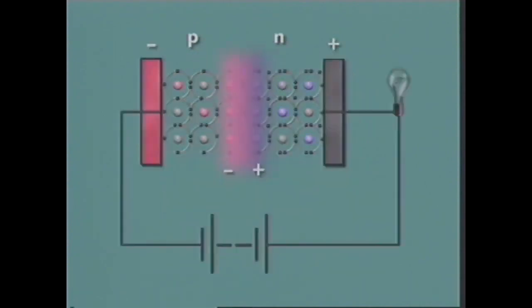If it is connected to a current source so that the P region is connected to a negative pole and the N region to a positive pole, the negative pole attracts the holes and the positive pole the electrons. This enlarges the depletion layer and insulated space. As a result, current cannot flow across it.